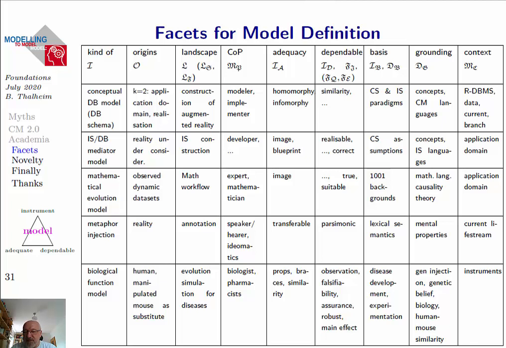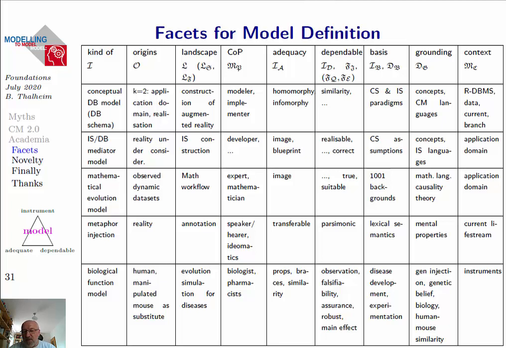It would be completely different if we go for a completely different kind of model, for instance for metaphorical models. They represent some kind of observations on reality. They provide an annotation. We have a speaker-hero approach. It should be somehow transferable. It should be pretty simple, so that we can really have some kind of parsimony. We use in this case maybe the lexical semantic from our languages. We have some mental properties, and of course we somehow realize it in our current way of thinking.